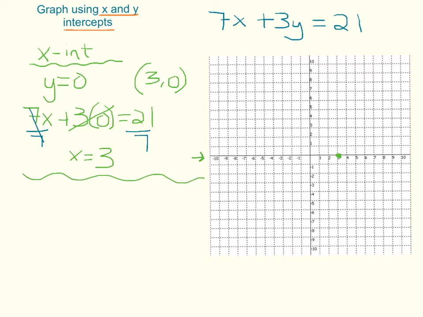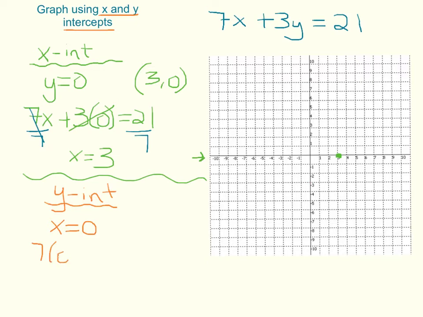Now let's do the same idea, except we're going to solve for the y-intercept. The y-intercept is the point that crosses the y-axis. So if you think about any point on this y-axis, what do you know about the x value? The y-intercept means that x equals 0. So I'm going to plug in 0 for x and solve for y.